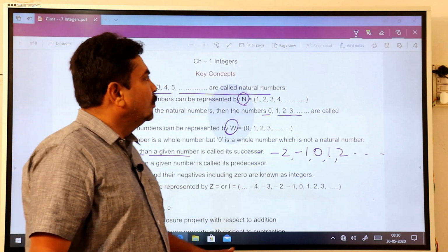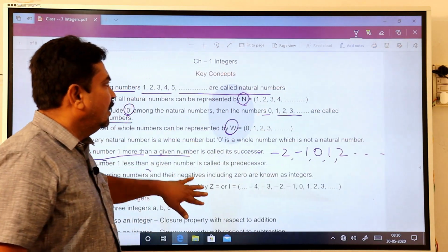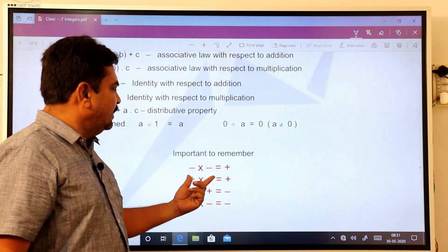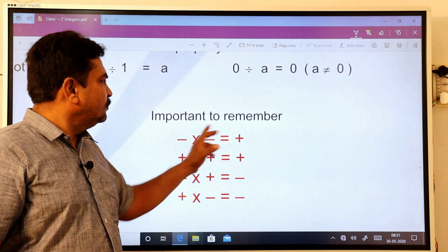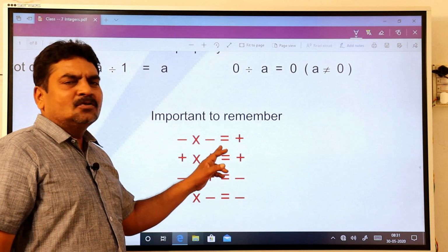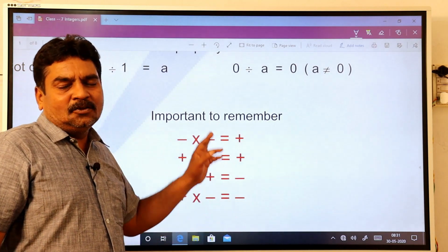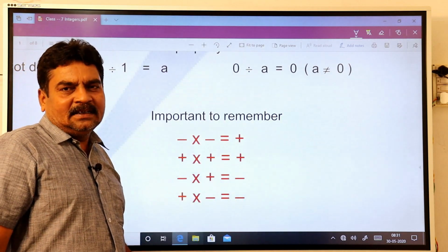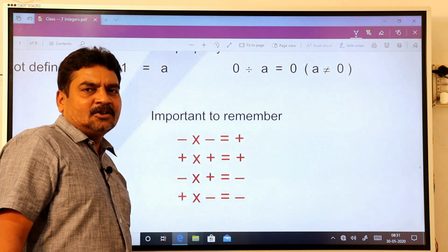Now we'll go with certain things. Let's see how we are going to deal with them. This is very important. You have to understand this, right? Important to remember. The first thing is minus into minus is equal to plus, plus into plus is equal to plus, minus into plus is equal to minus, plus into minus is equal to minus.